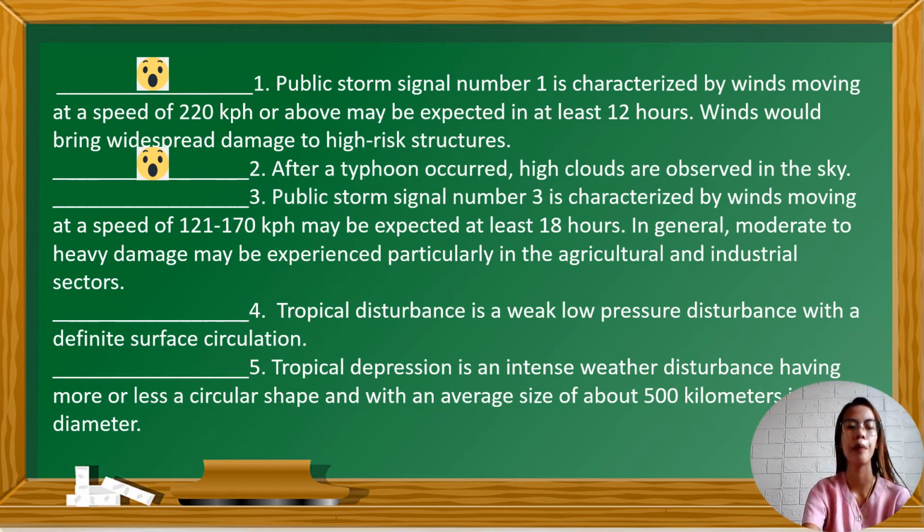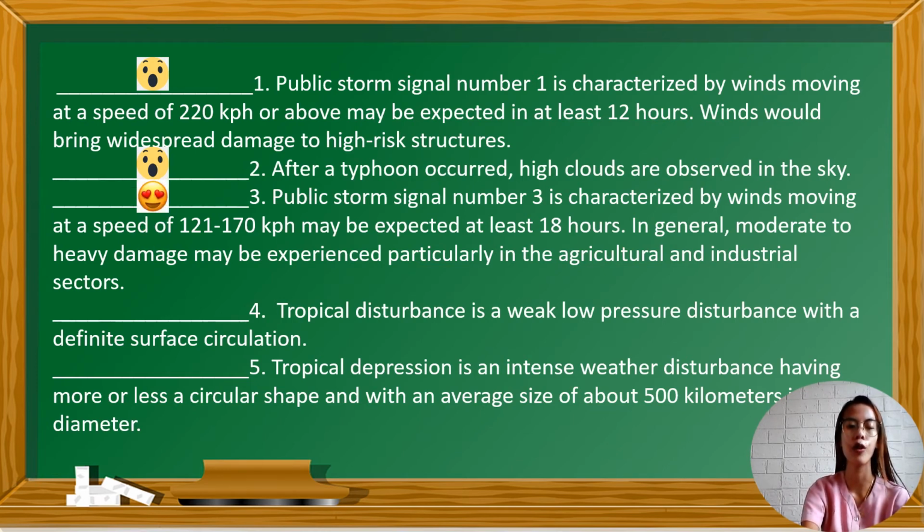Number 3. Public storm signal number 3 is characterized by winds moving at a speed of 121 to 170 km per hour. May be expected at least 18 hours. In general, moderate to heavy damage may be experienced particularly in the agricultural and industrial sectors. So the answer is true.